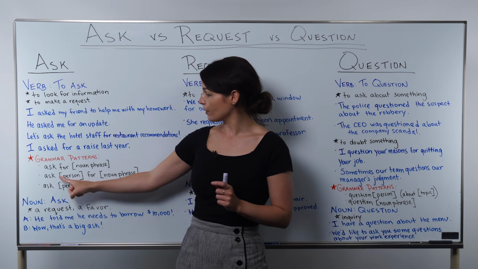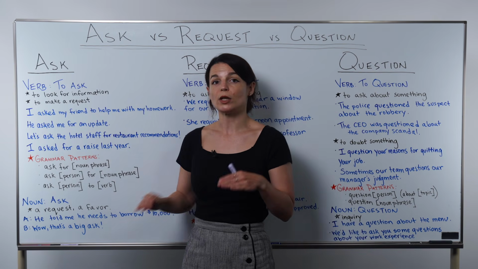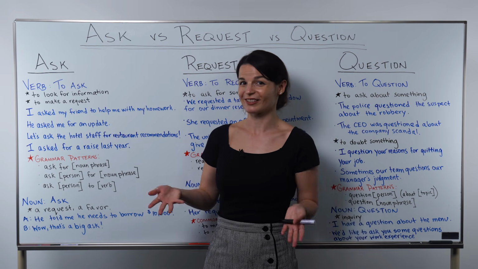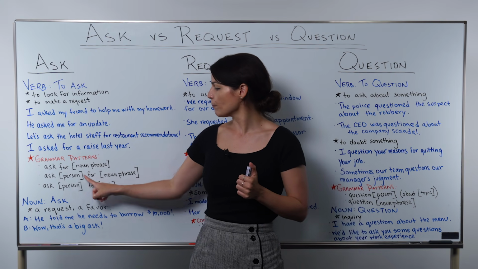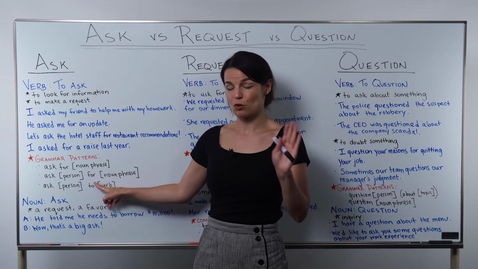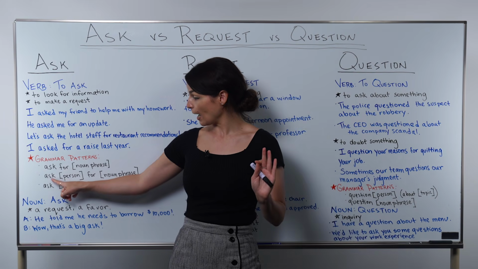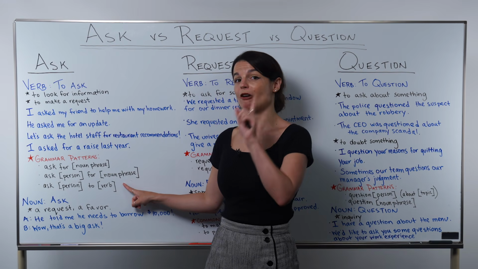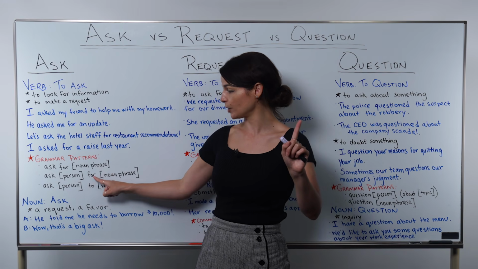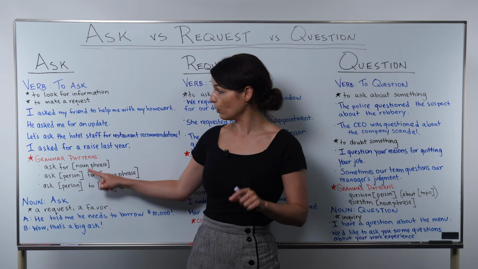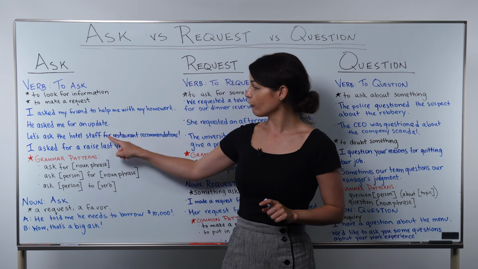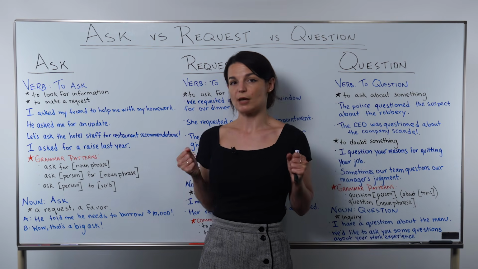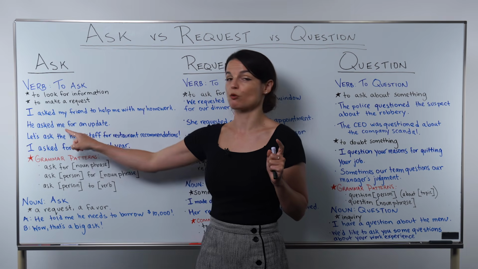The second pattern, though, uses a person. So when you want to make it clear who you are talking to, who you have questions for, you can use this pattern for information. When you want information, you can use ask person for noun phrase. Ask person for noun phrase. Right here, this preposition is very important. So let's ask the hotel staff for restaurant recommendations, right? We are looking for information from a person or a group of people.